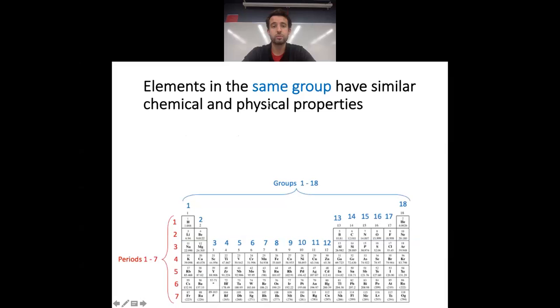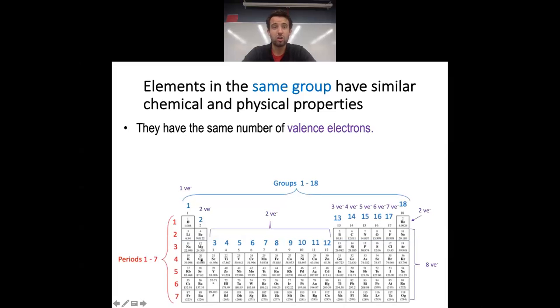Elements in the same group have similar chemical and physical properties. That's true. So if you look at everything in this first group right here, everything in the second group, like beryllium, magnesium, calcium, strontium, they'll all have the same number of valence electrons. They'll all have 2 valence electrons, which means they'll form the same kind of ions, which means then they'll, of course, react in very similar ways. So the important thing to know is same group means same number of valence electrons. That's a true fact.